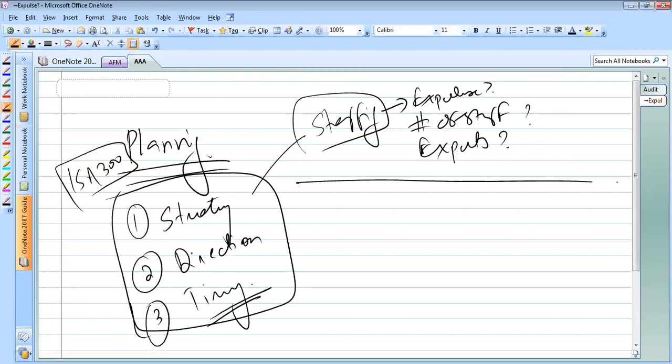Similarly, the overall direction of the audit. What are the areas that you would be tackling first? What are the areas that you would be tackling at a later stage? So the overall direction of the audit is something you need to decide also.